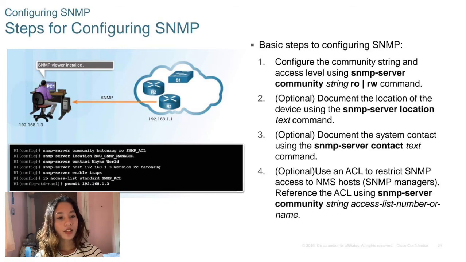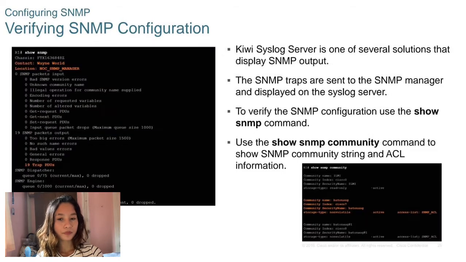Optional, document the location of the device using the snmp-server location text command. The third one is also optional: document the system contact using the snmp-server contact text command. Number 4, use an ACL to restrict SNMP access to NMS hosts or SNMP managers. Reference the ACL using the snmp-server community string access-list number or name.